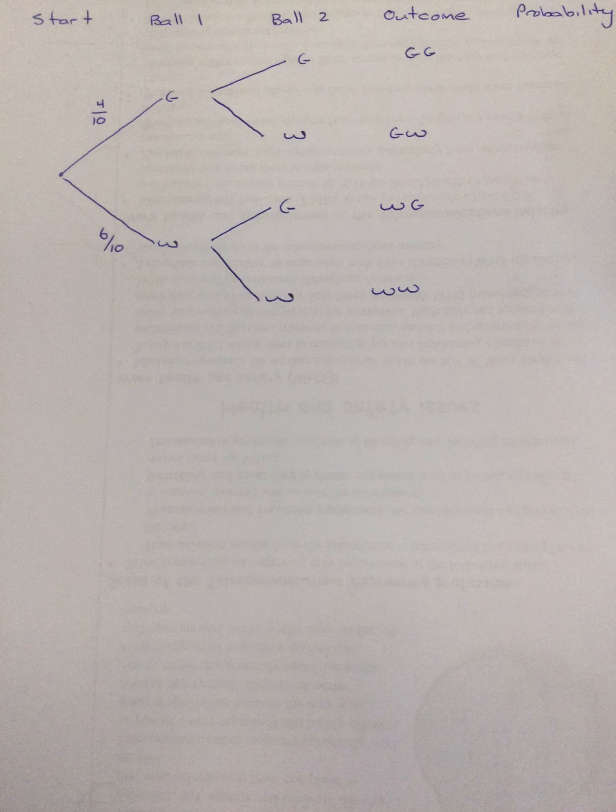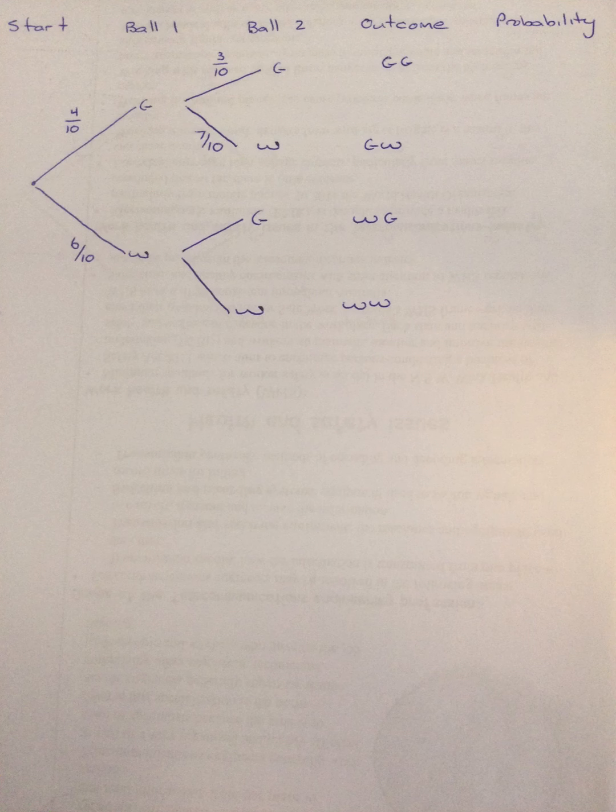Now let's look at the green ball being chosen first. When we chose a green ball first, we took the green out and we put the white back in. So we had 4 green to start with, we're down to 3 green, but now we've got 7 white. So there are 3 out of 10 chances of getting a green and 7 out of 10 chances of getting a white.